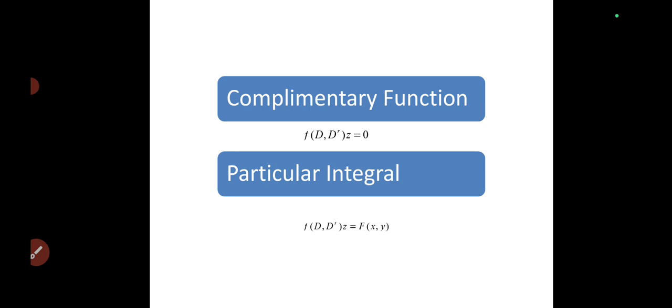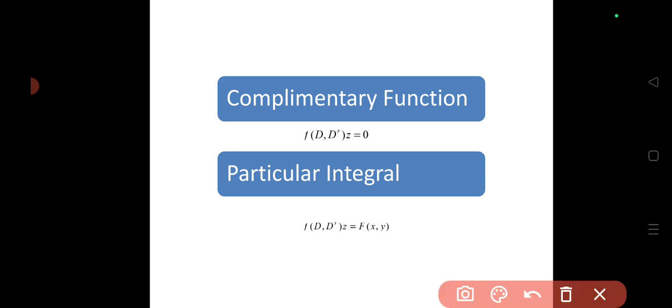So coming to the solution of this homogeneous linear differential equation, see, in the case of ordinary linear equations with constant coefficients, what is the general solution there? The general solution consists of two parts. One is the CF and one is the PI. CF means the complementary function, and PI means particular integral.